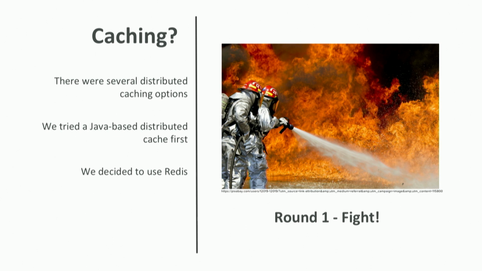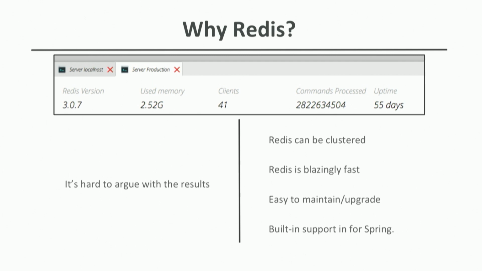Let's introduce some caching. There were several distributed caching options out there, and we actually started with a Java-based caching, and again, predictably, we ran into garbage collection pauses, and that did not work out real well when you're trying to get your site to actually run. So we decided to use Redis because at the time it was what everybody else was starting to use. And it's hard to argue with the results. Redis can be clustered. It's blazingly fast, as everybody here probably knows already. Easy to maintain, and we're a Java shop primarily, and it had built-in support for Spring. So it was a natural choice for us.